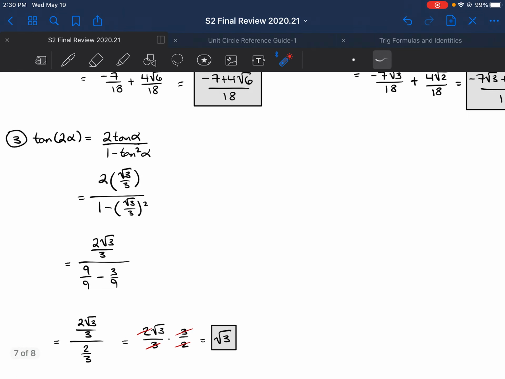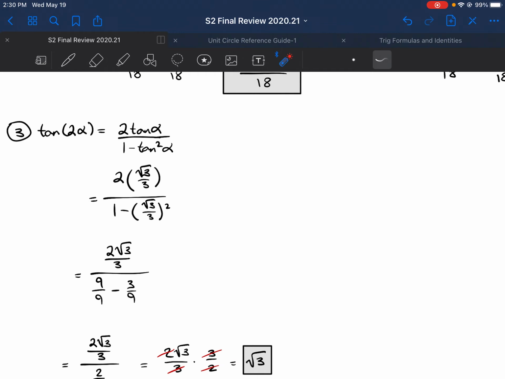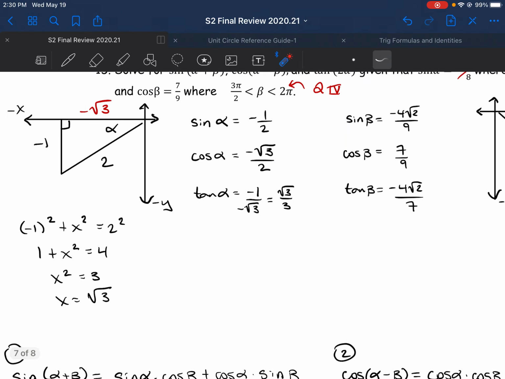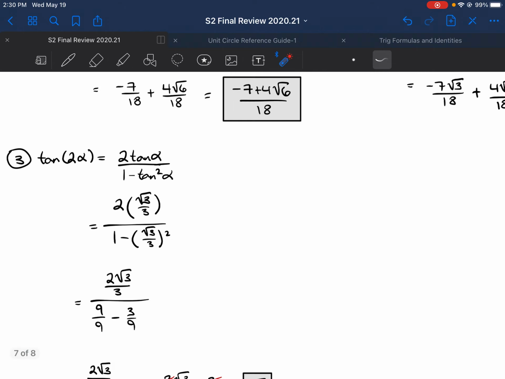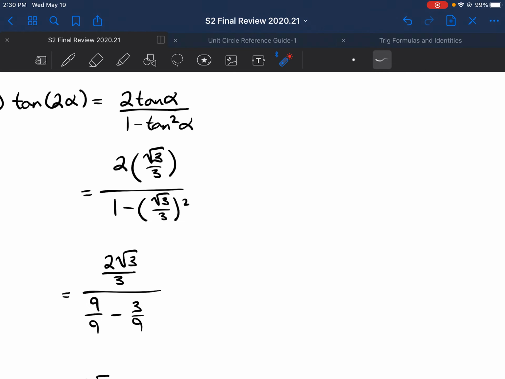Finally, we have another double angle tangent problem here for number 3. Here's our formula from the formula sheet. We already know that the tangent of alpha is root 3 over 3. So we just plug that in for tangent alpha in both of these locations.